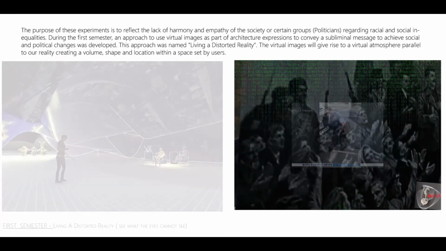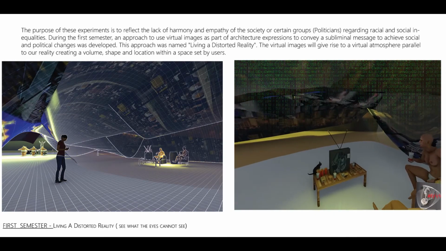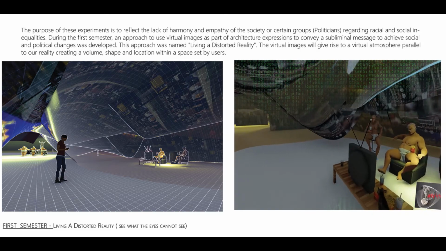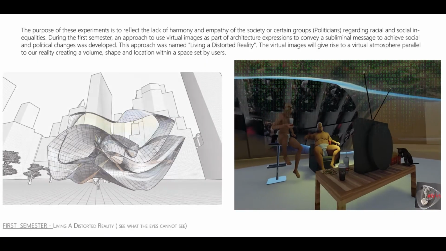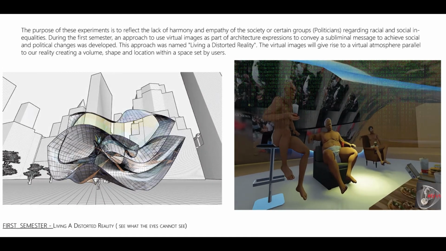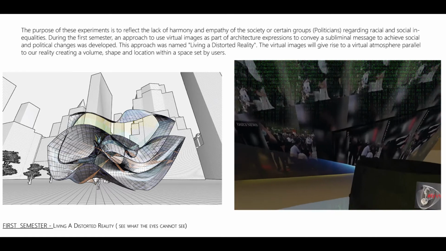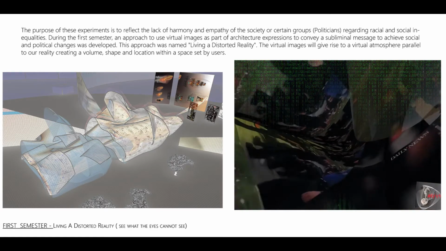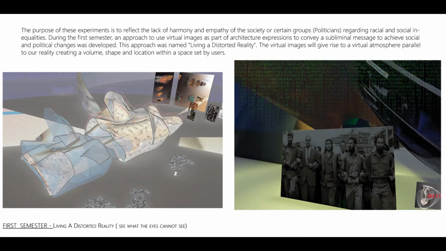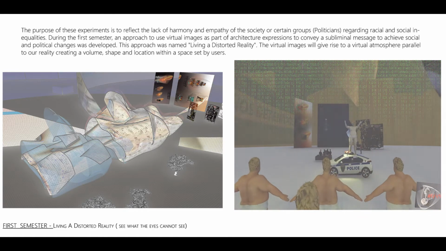During the first semester, an approach was developed to use virtual images as part of architectural expression to convey a subliminal message to achieve social and political changes. This approach was named Living Up Distorted Reality. The virtual image will give rise to a virtual atmosphere parallel to our reality, creating a volume, shape, and location within a space set by the user.